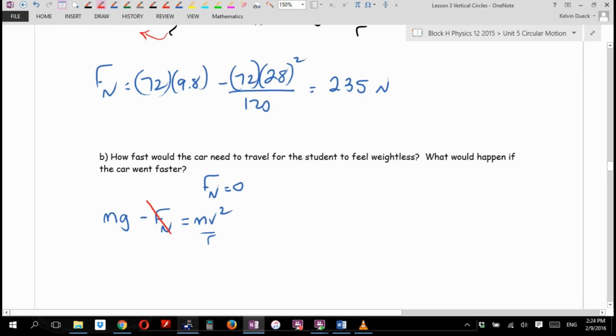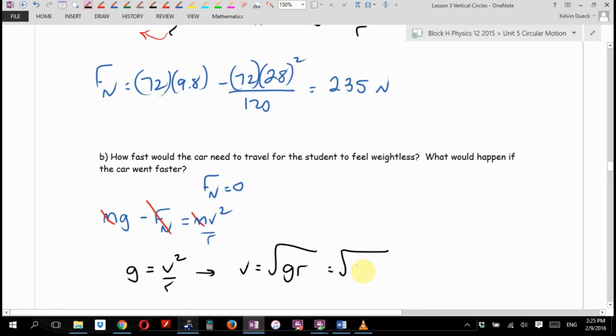Oh, and you know what else happens then? Would a little child and a fat person both feel weightless? See it? Now the mass only cancels now that I've canceled out the normal force. And I get g equals... Mr. Dewick, what? I'm getting v equals the square root of gr. Yeah, that's how fast you would need to travel.